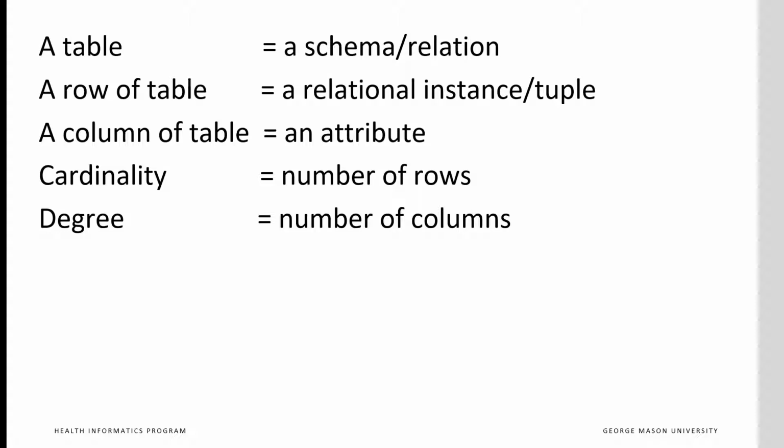Relational databases are made of tables. Each table defines either a schema for an entity or a relationship. The rows in the table are relational instances. A column in the table represents entity attributes or table fields. The cardinality of the table refers to the number of the rows in the table. The degree of the table refers to the number of columns in the table.